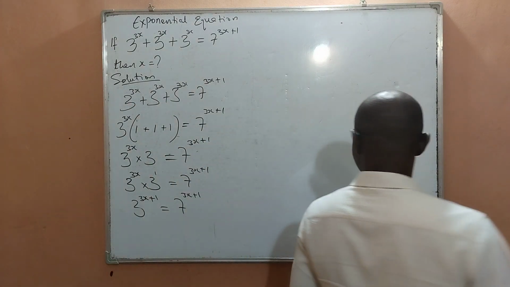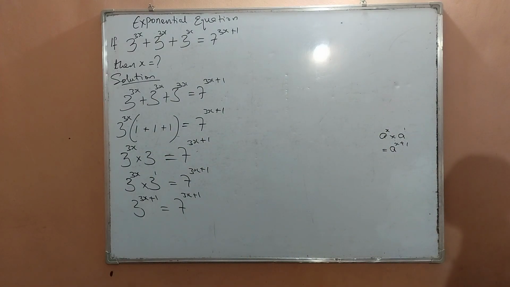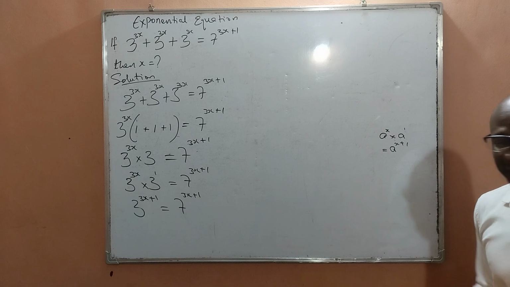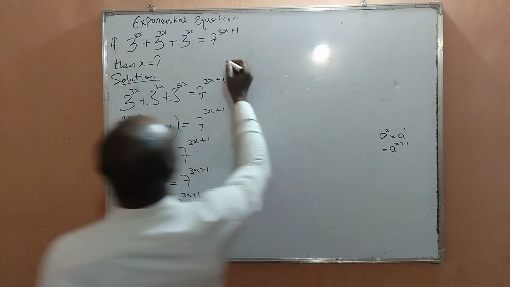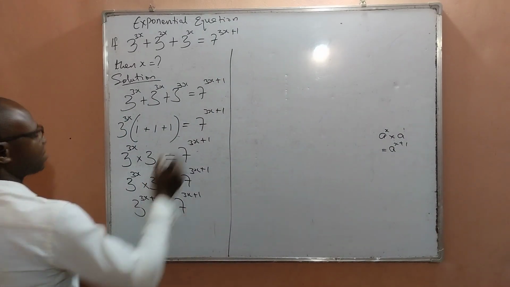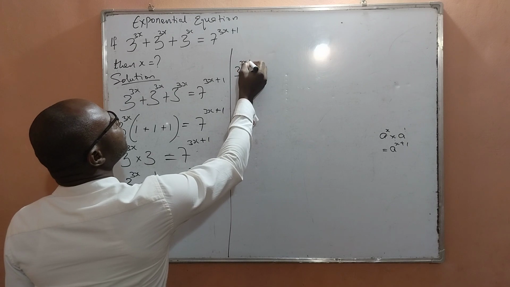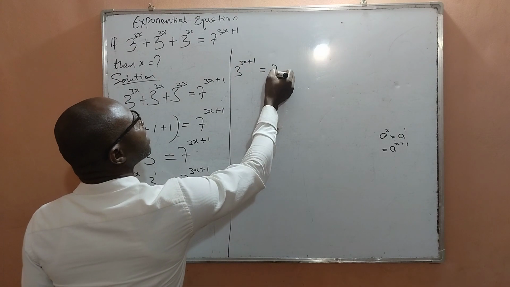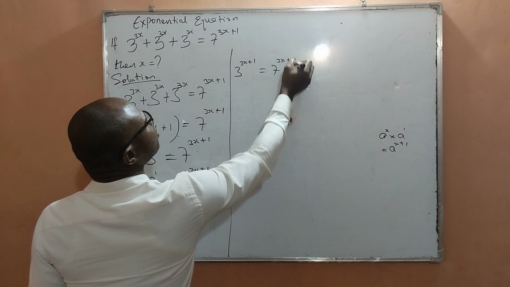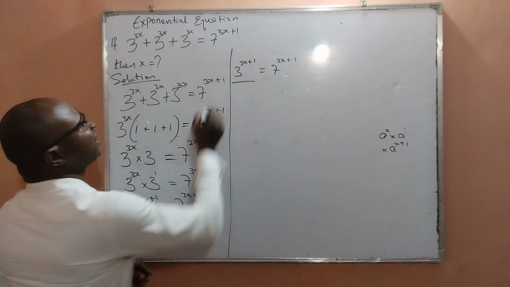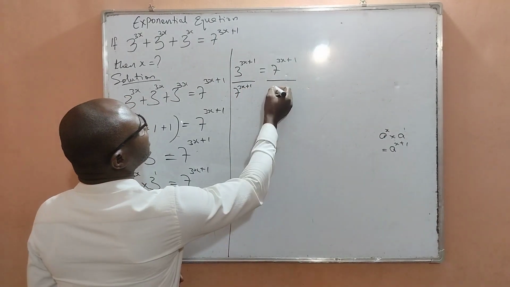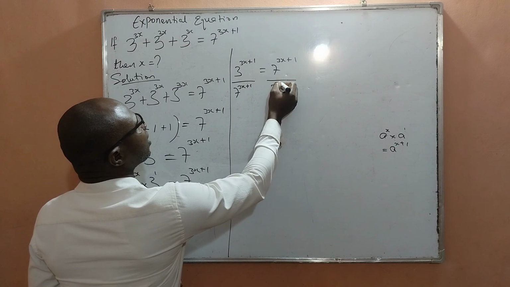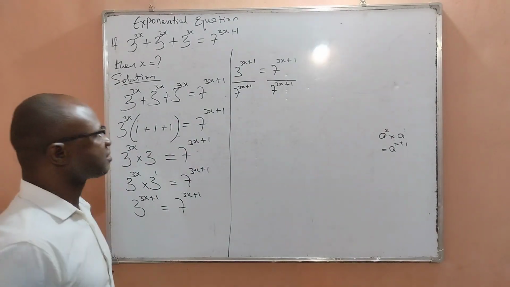Very good. At this point, what I will do next, I want to divide both sides of the equation by what I have on the right hand side. And what is that? It will go like this: 3 raised to the power 3x plus 1 equal to 7 raised to the power 3x plus 1. So I can divide the left hand side by 7 raised to the power 3x plus 1, and also the right hand side, which is 7 raised to the power 3x plus 1.